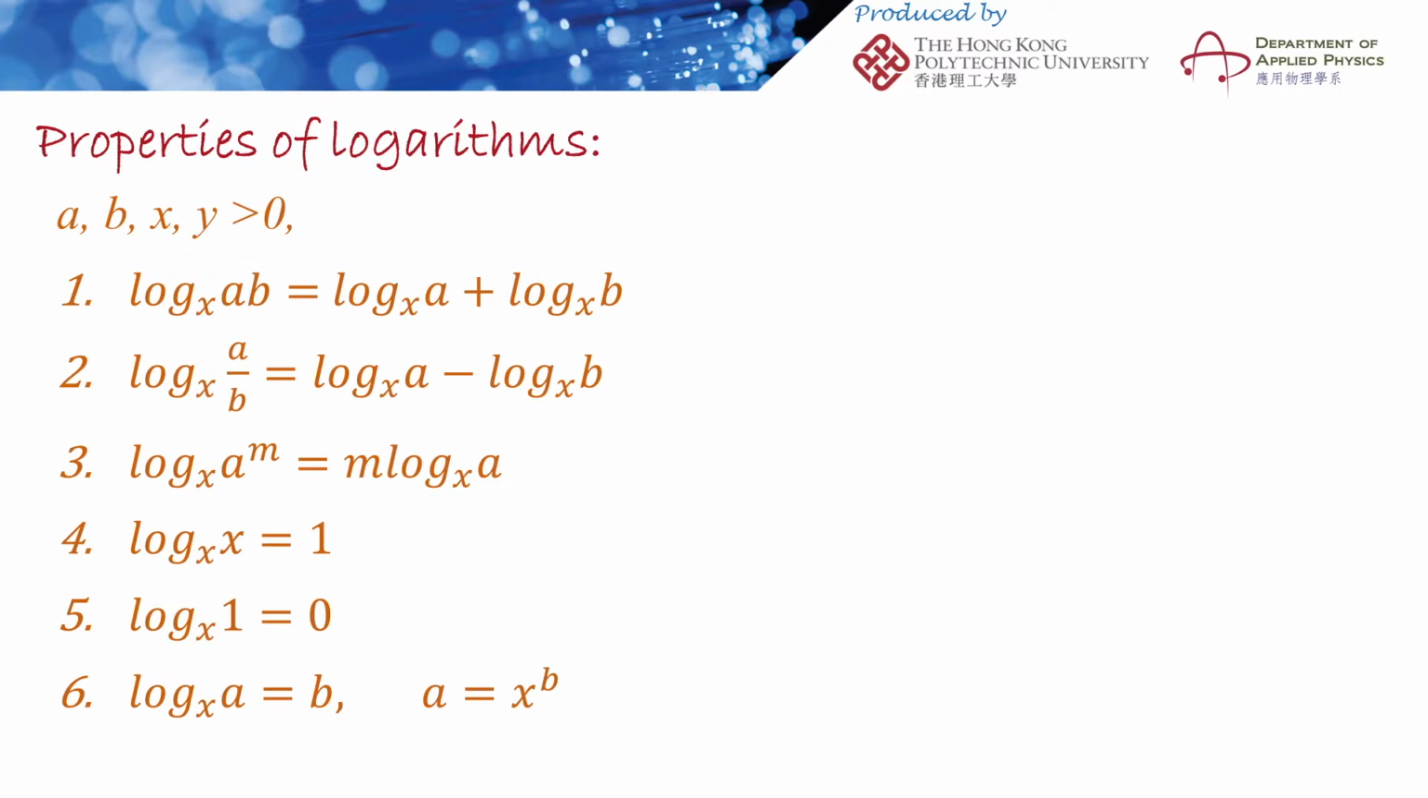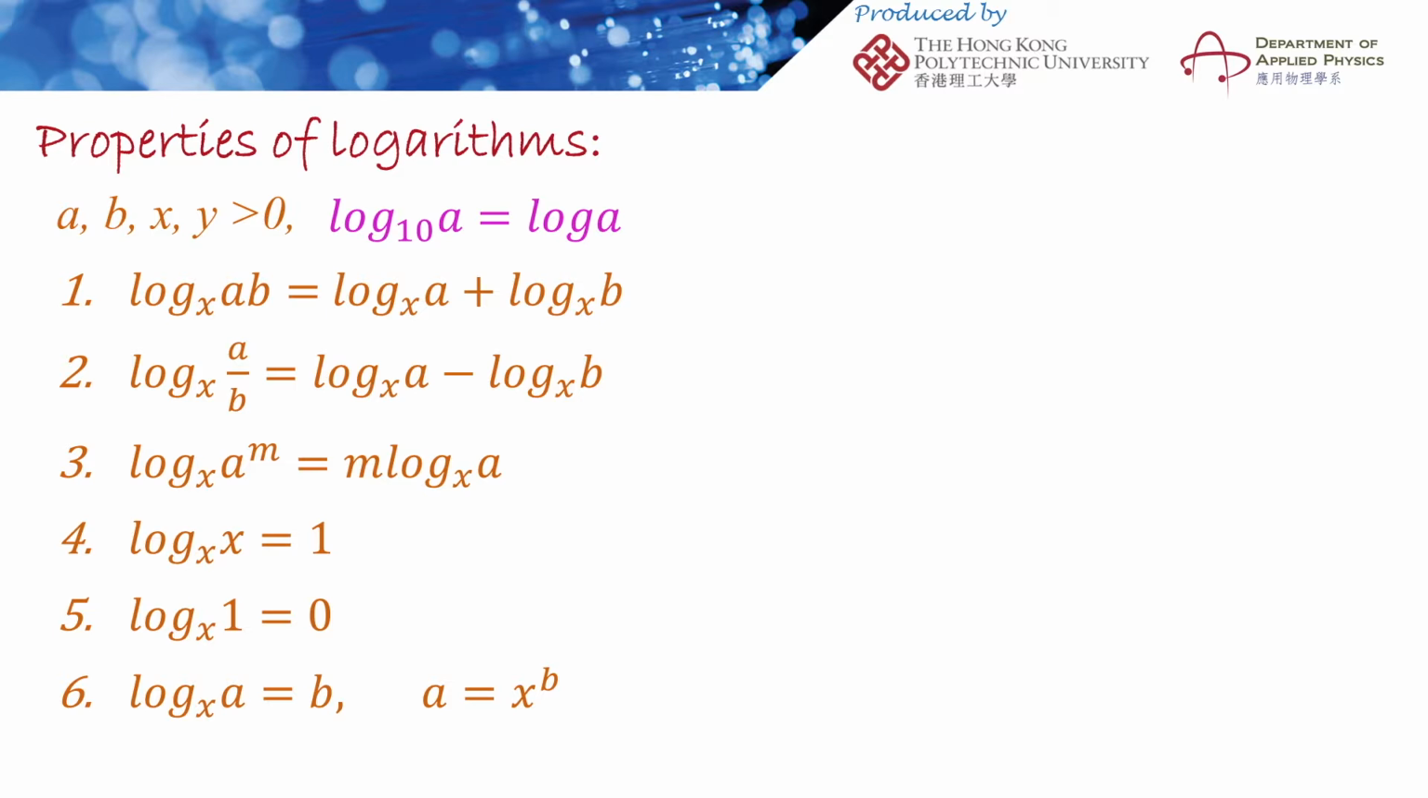Properties of logarithms are listed here. For property 3, log base x of a to the power m, the power of a can move in front of the log as a coefficient. When the base number and the number of the logarithm are the same, that means the small number and the big number are the same, the result will be equal to 1. And sometimes the base number can be omitted. This time the base number is 10. Log base 10 is a common log, so we can omit writing the base number.